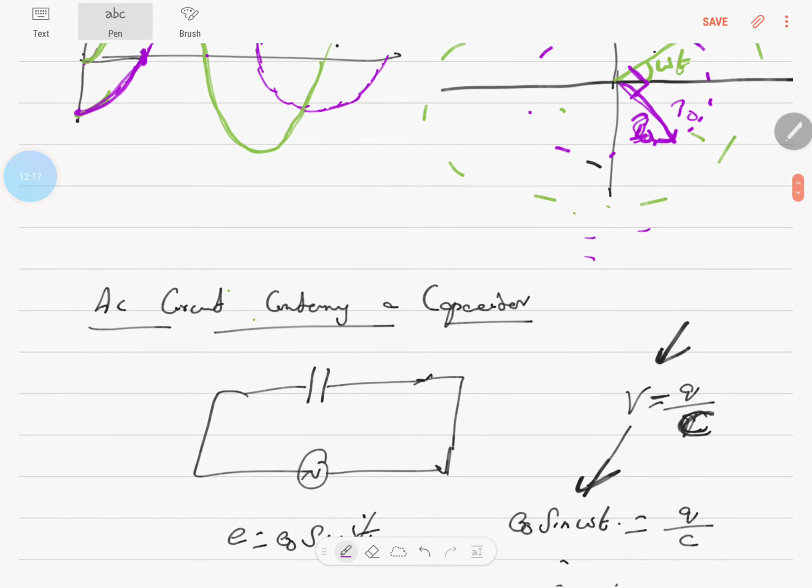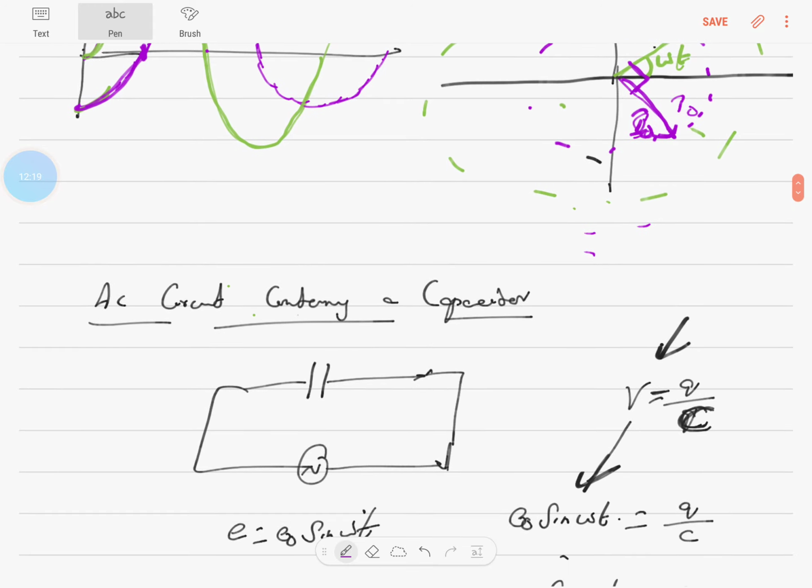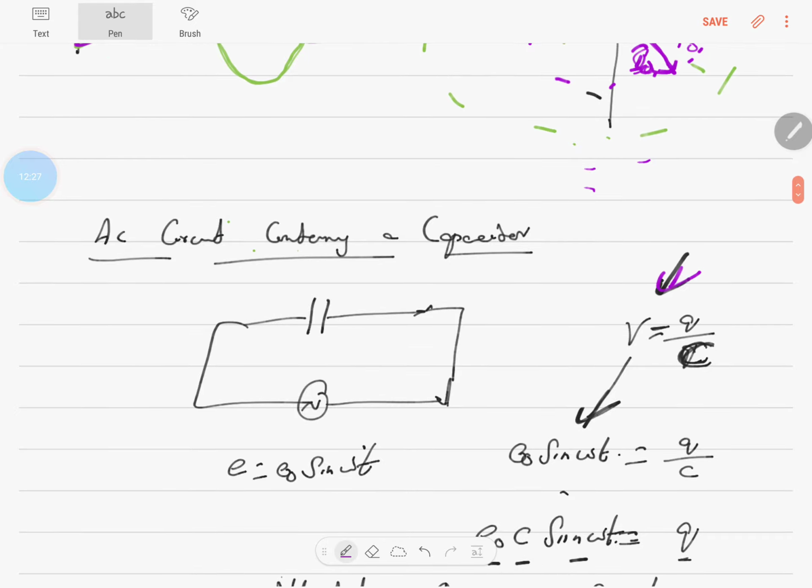So let's go to an AC circuit containing the capacitor. What do you know about the capacitor? V is equal to Q by C. That's the fact you know about a capacitor. So write that, and if you forget that, you can continue with the derivation, where V is nothing but E, which is E naught sin omega t, is equal to Q by C.